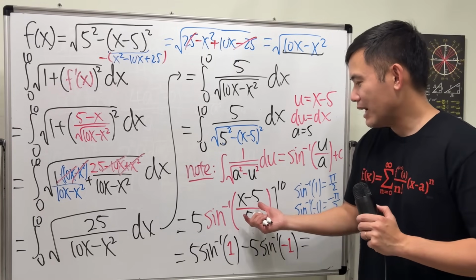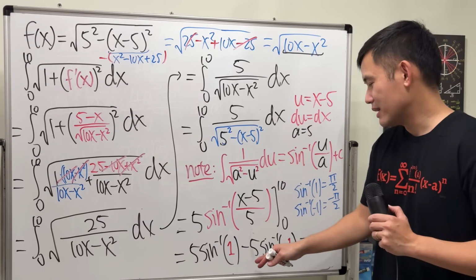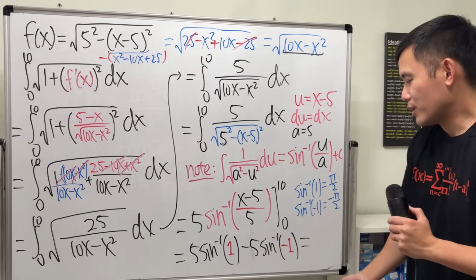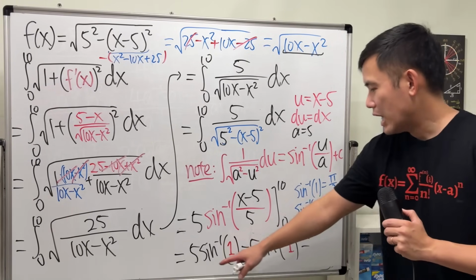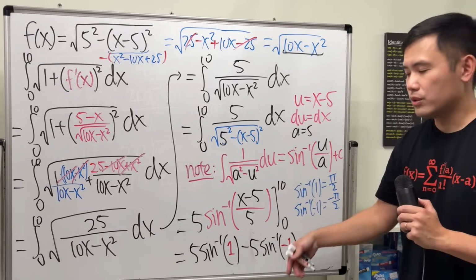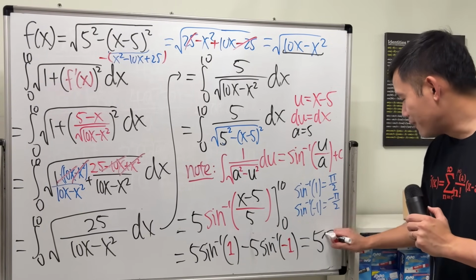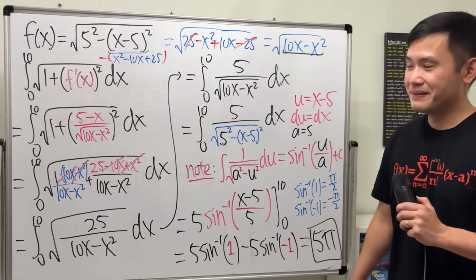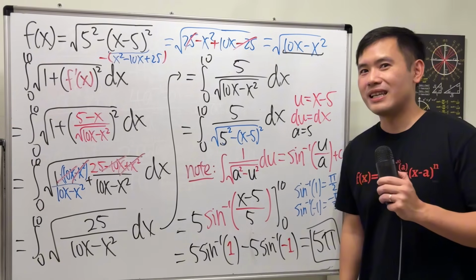And in fact, you could have done the following because it's symmetric, but just doing the computation is easier anyway, right? So you have 5 pi over 2 plus 5 pi over 2. So altogether, we do end up with 5 pi. Just like that. Hopefully this helps. That's it.